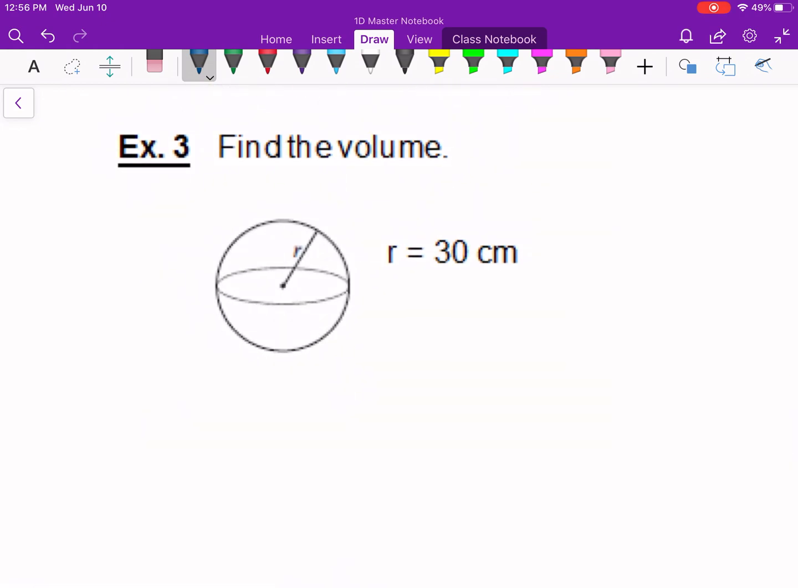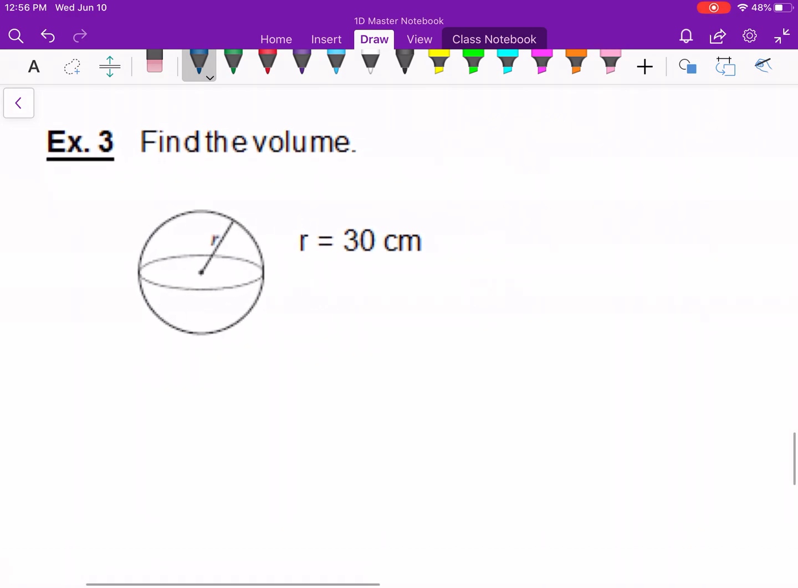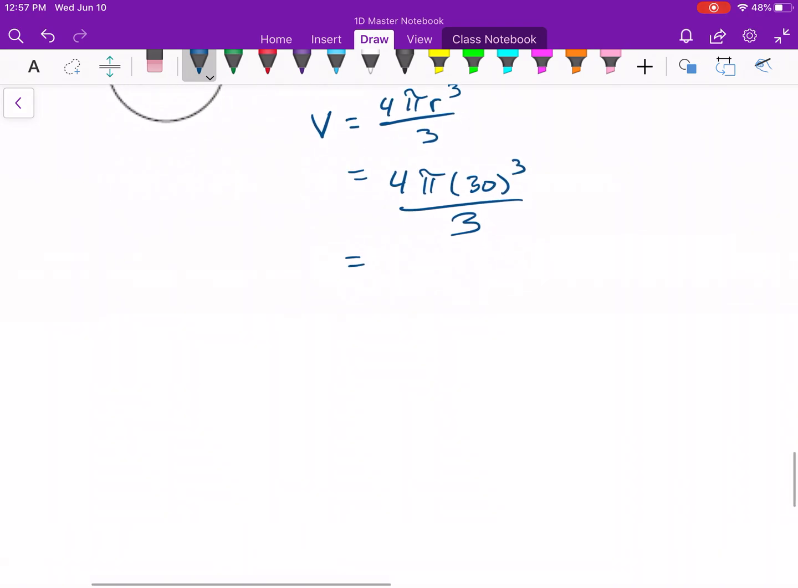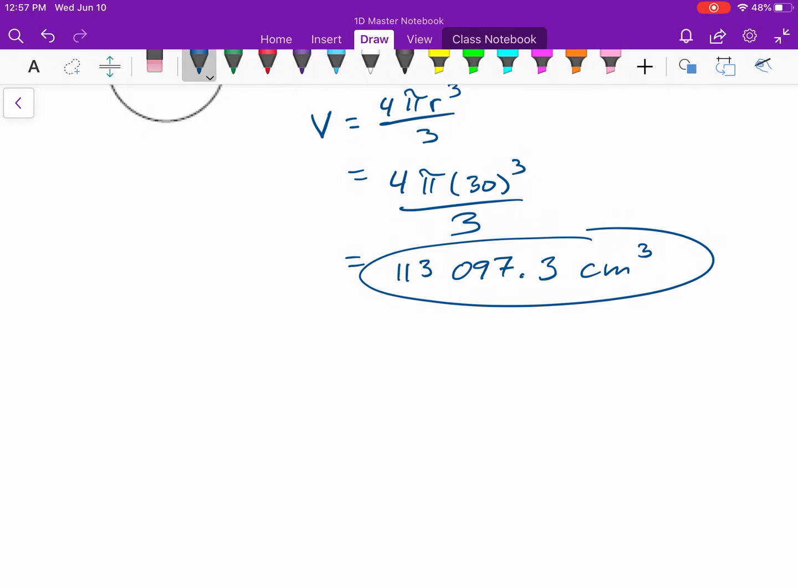This last one is a sphere, and we only need the one variable. We only need the radius to do that. Remember, the formula was v equals 4 times pi r cubed over 3. And if r is 30, then it's going to be 4 times pi times 30 cubed over 3, which works out to 113,097.3 centimeters cubed. So that one variable to fill in, nothing we have to convert, all very straightforward, so it's a pretty easy one.